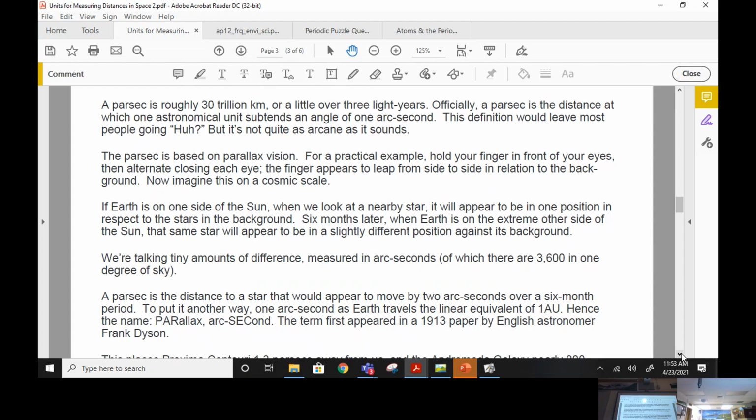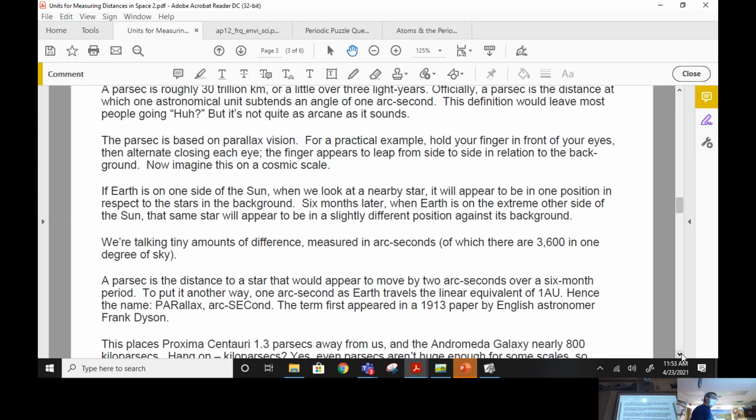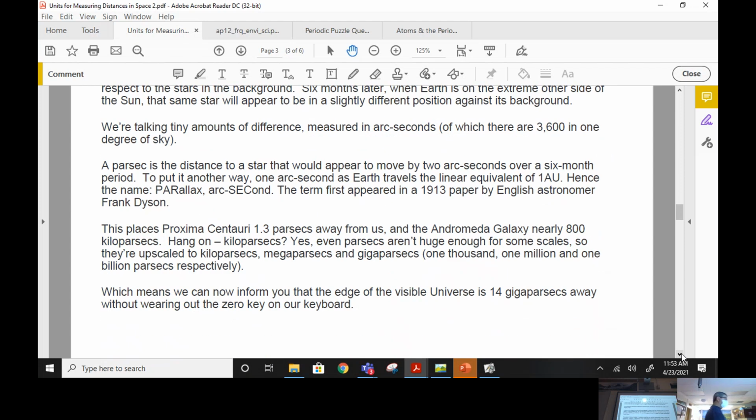Now imagine that on a cosmic scale. If Earth is on one side of the sun, when we look at a nearby star, it will appear to be in one position in respect to the stars in the background. 6 months later, when Earth is on the extreme other side of the sun, that same star will appear to be in a slightly different position against its background. We're talking about tiny amounts of difference, so we measure them in arc seconds, and there are 3,600 arc seconds in 1 degree of the sky. Your thumb at arm's length is something like 5 degrees. So it's a very tiny angle.